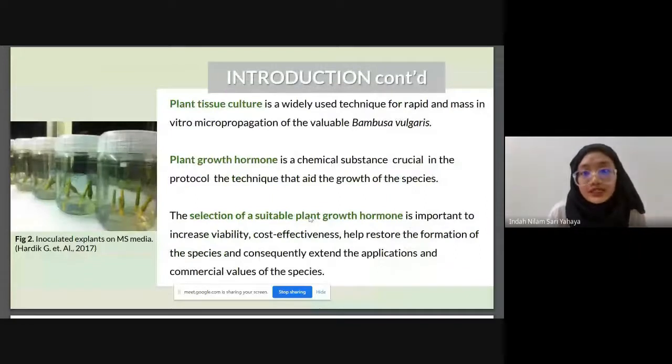Plant tissue culture is the widely used technique for rapid and mass in vitro micropropagation of Bambusa vulgaris, and plant growth hormone is a chemical substance crucial in the protocol of the technique, and it aids in the growth of the species. The selection of suitable plant growth hormone is important to increase viability and cost effectiveness, and consequently extend the application and commercial value of the species.